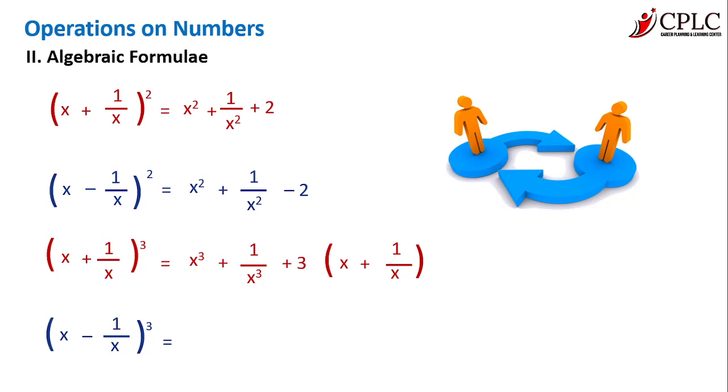And the next one, the 17th one, is x minus 1 upon x the whole cube. It can be treated as a minus b the whole cube and the alternate formula. So you get a cube minus b cube, that is x cube minus 1 upon x cube, and minus 3ab. So it's only minus 3 because a and b, that is x and 1 upon x, get cancelled. And then you have a minus b, which is x minus 1 upon x.